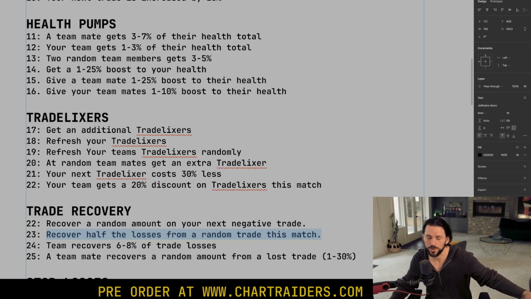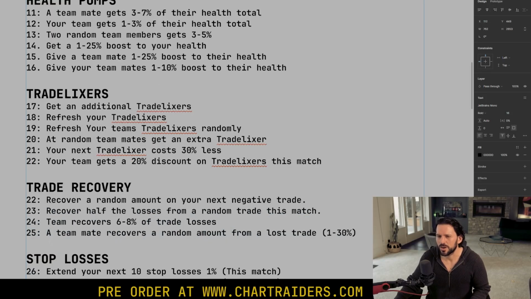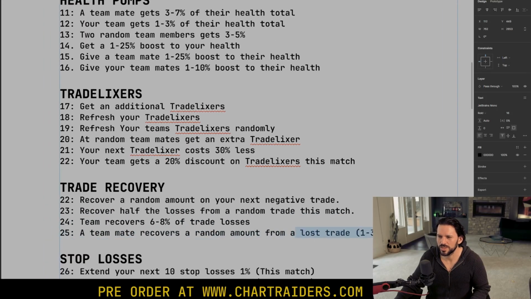Now that could be a trade where you only lost 3% and you recover 1.5%, or you might have lost 20% and you recover 10%, right? A team, I shouldn't say teammate, this one says team, team recovers 6 to 8% of trade losses. These are all very valuable, as you can see. A teammate recovers a random amount from a lost trade between 1 and 30%, right? So these are really interesting, and we should cap this as well at 1 to 30%.